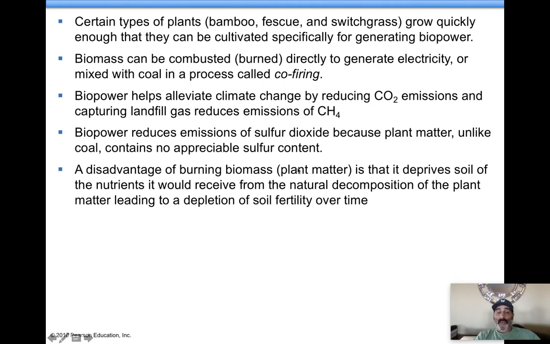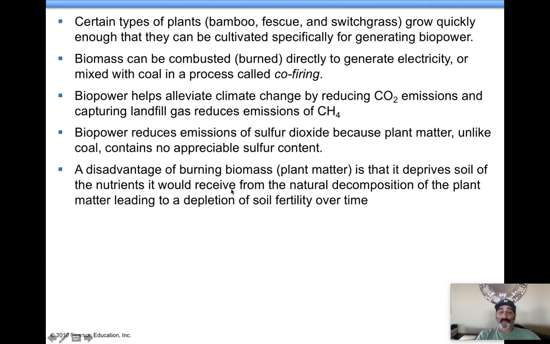When you burn biopower or use biofuels, other than coal, most of these fuel sources don't release sulfur dioxide. So plant matter doesn't release that. When you burn coal, you release sulfur dioxide. Sulfur dioxide leads to acid rain, in case you forgot. There is hardly any sulfur in these plant products, so you're not releasing it.